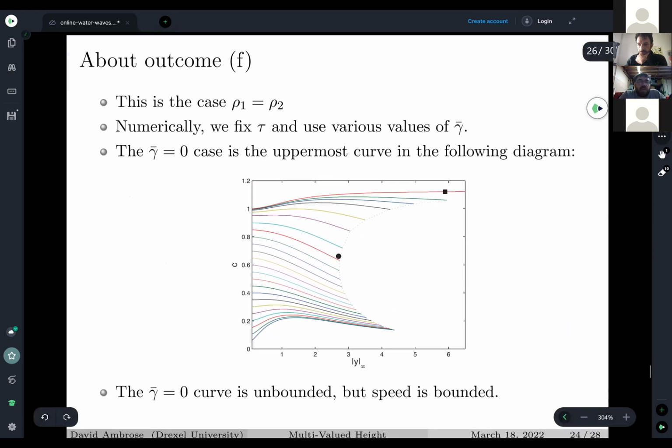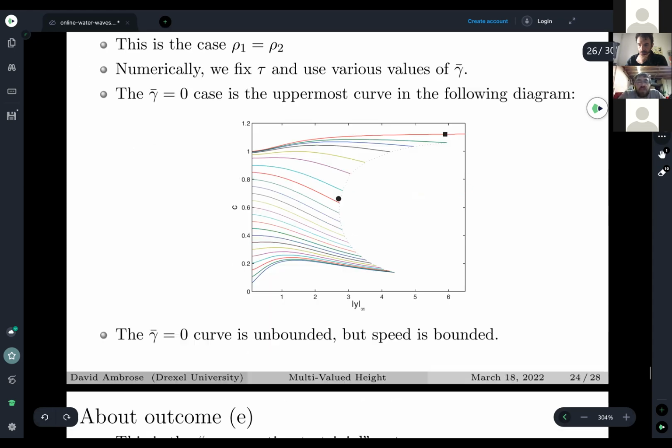Okay, so I said outcome F was the one we don't observe. That's the case rho 1 equals rho 2 and gamma bar equals 0. In this family of bifurcation curves, that's the uppermost curve here. This is a graph of speed on the vertical axis versus amplitude on the horizontal axis. Outcome F was that the speed could go to infinity, but we don't see that. We see the speed leveling off at an asymptote and the amplitude growing. So we don't see outcome F.